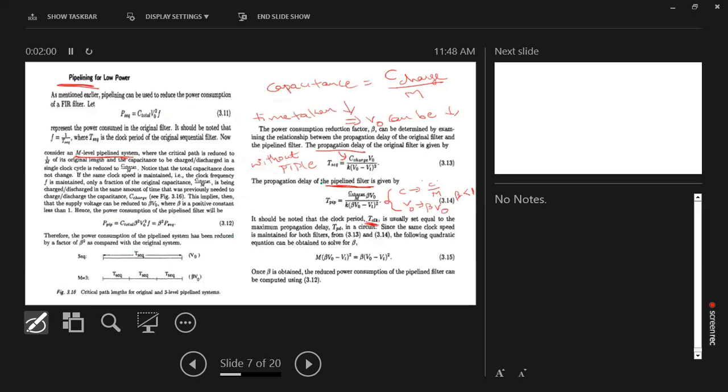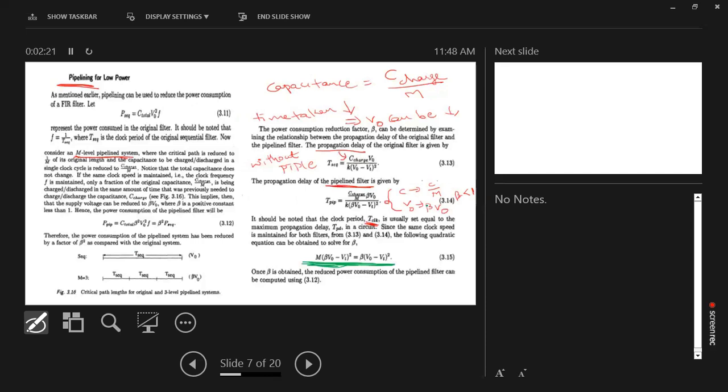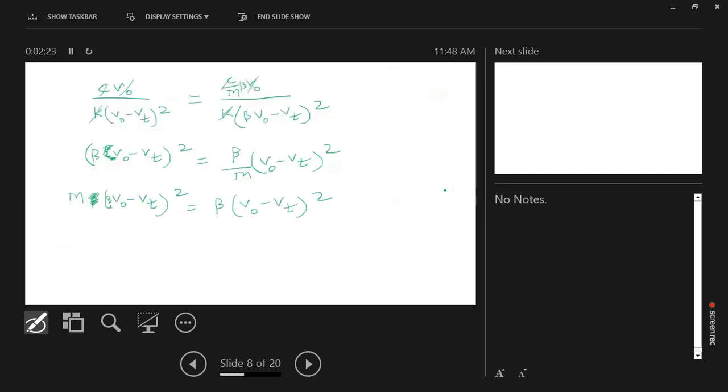Okay, so same thing is here, the final equation. You see this line, I'm trying to explain this line. Just the previous two equations when you equate, this will come: M into beta V naught minus Vt whole square on the left side, and beta into V naught minus Vt whole square on the right side. Now when we substitute the value of supply voltage, threshold voltage and M value, it will become a quadratic equation in terms of beta.